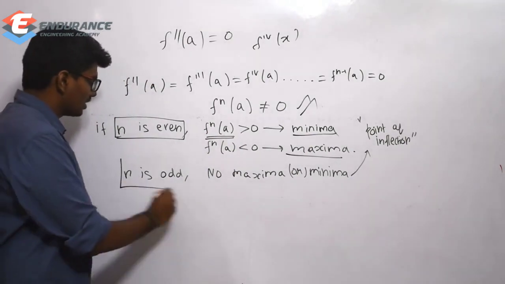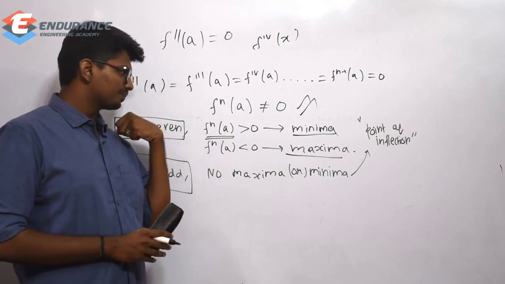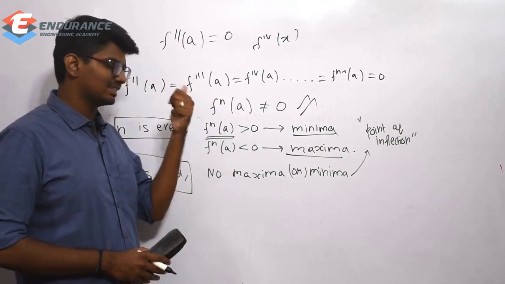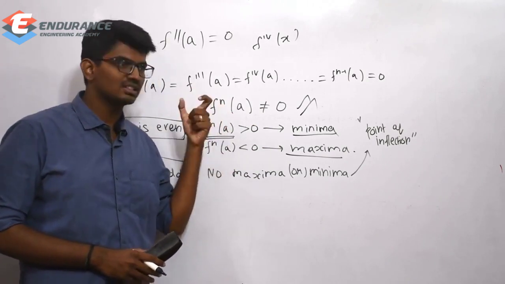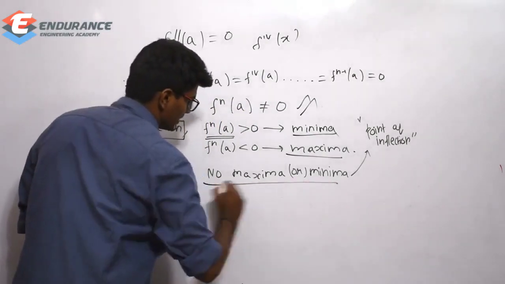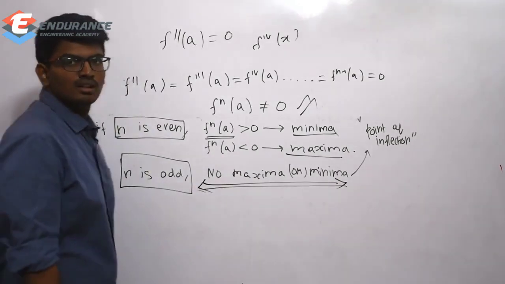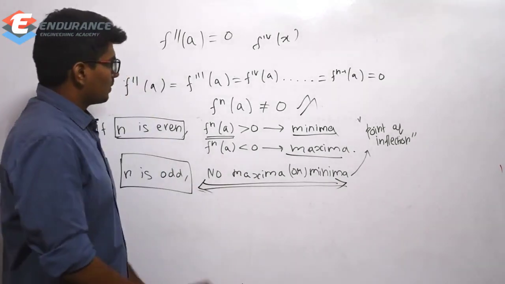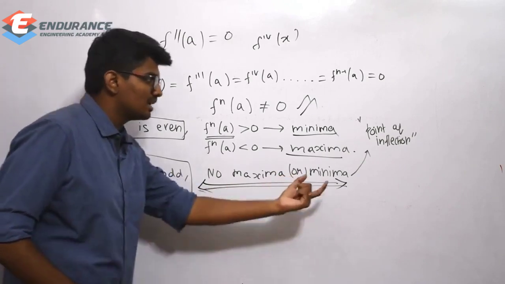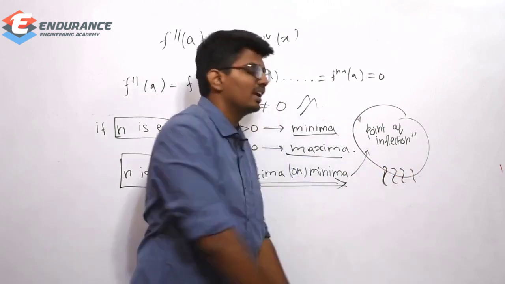Suppose n is odd, that is f triple dash of A, f5 dash of A, f7 dash of A, f9 dash of A, f11 dash of A. If n is odd, that is, I am differentiating f of x an odd number of times, then there will be no maxima and no minima. So at that point, x is equal to A, where there is no maxima and minima, that point is called the point of inflection.